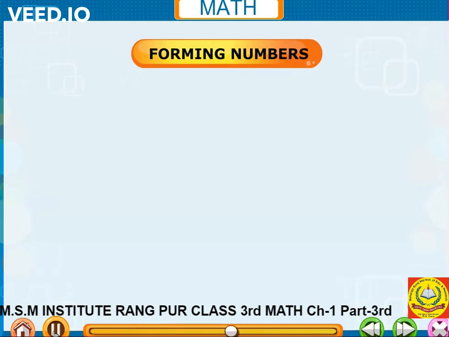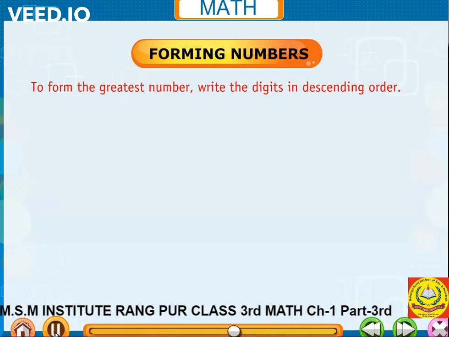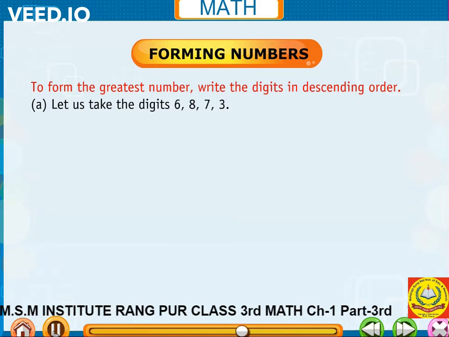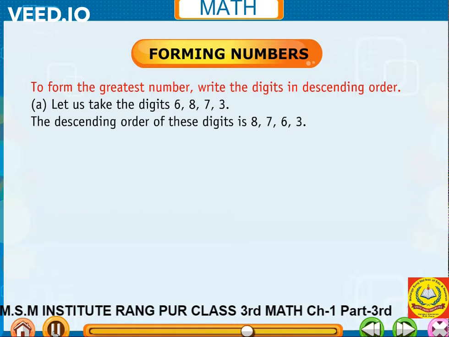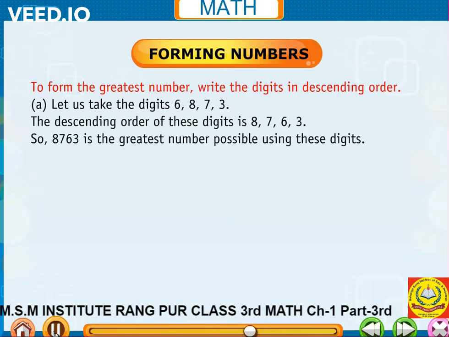Forming numbers. To form the greatest number, write the digits in descending order. Let us take the digits 6873. The descending order of these digits is 8763. So, 8763 is the greatest number possible using these digits.